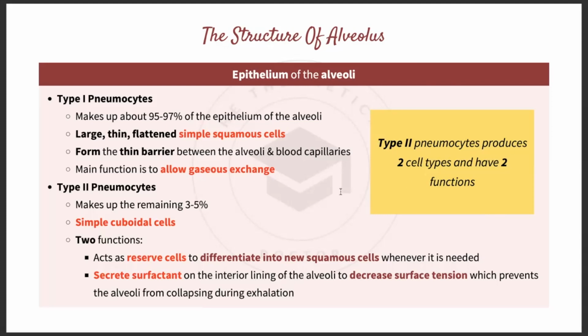So again, remember there are two types of epithelium: type 1 pneumocytes, type 2 pneumocytes. And type 2 pneumocytes produce two cell types. Why does it produce two cell types? It's made up of simple cuboidal cells, and it can differentiate into simple squamous cells, and they have two functions: reserve cells, and also function to secrete surfactant.